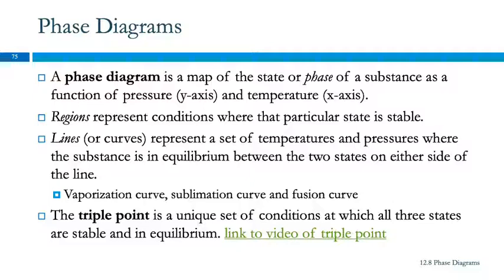So you can see in the liquid region, the liquid will be present with all these combinations of temperature and pressure. In between the regions are lines, they're actually curves. They tell us where a state transition is occurring. And so these are labeled the vaporization curve for where it's going from a liquid to a gas, sublimation curve, and fusion curve. The triple point is a crazy place where all three states are stable and at equilibrium. And I'll show you that video later.